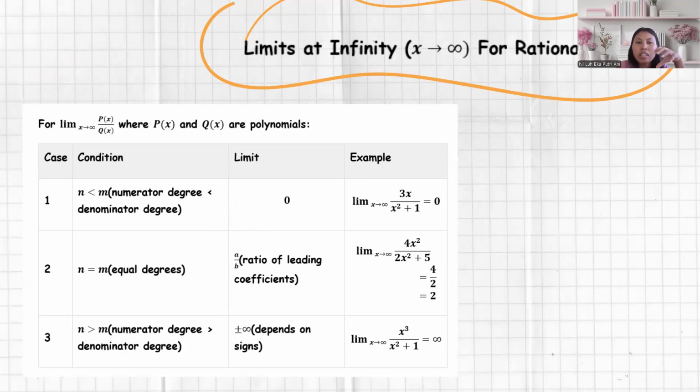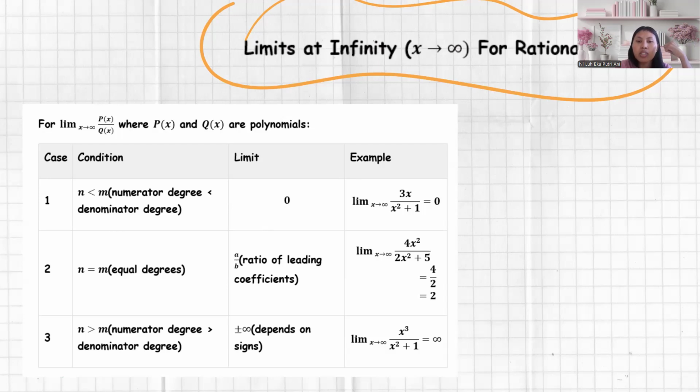For example, the limit of 3x over x squared plus 1 as x approaches infinity is equal to 0. Okay, the second condition is if n is equal to m, equal degrees. So the limit is a over b, the ratio of leading coefficients. For example, the limit of 4x squared over 2 times x squared plus 5 as x approaches infinity is equal to 4 over 2, and then we get 2.